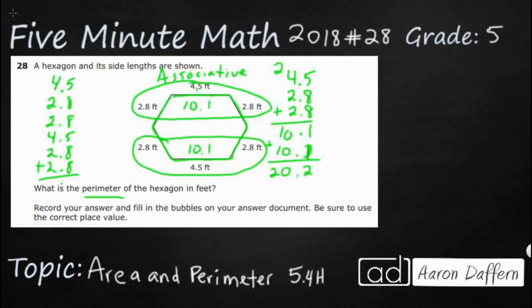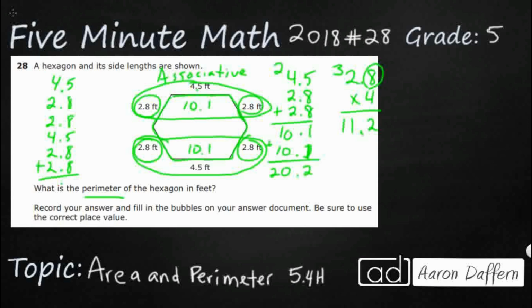Let's see if that works if we do it another way. What if we take our 2.8s, right? I've got my 4 2.8s. I've got 1, 2, 3, 4. What if I multiply 2.8 times 4? So that's going to be 32. 4 times 8, 4 times 2 is 8. Add that 3 is 11. 1 digit behind the decimal in my factor, I need 1 digit behind the decimal in my product.